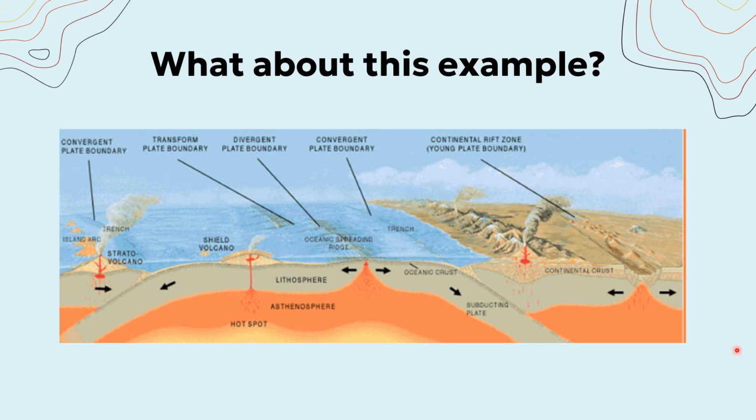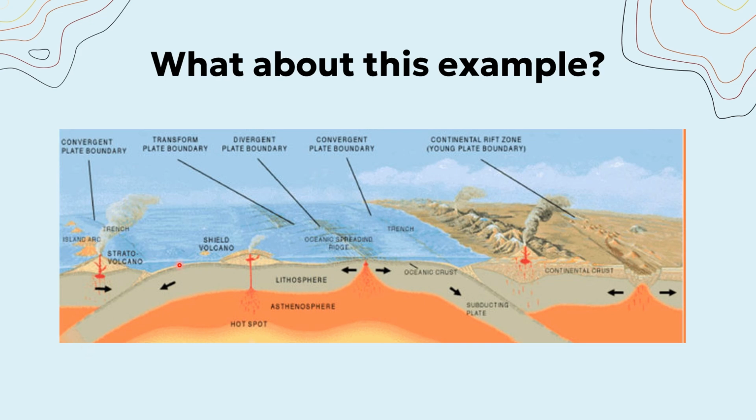The next one is an oceanic convergent plate. You can see here this oceanic plate is getting subducted underneath this oceanic plate, which means that this oceanic plate must be the older and denser plate compared to this one, because the older and denser plates will always get subducted underneath the newer ones.